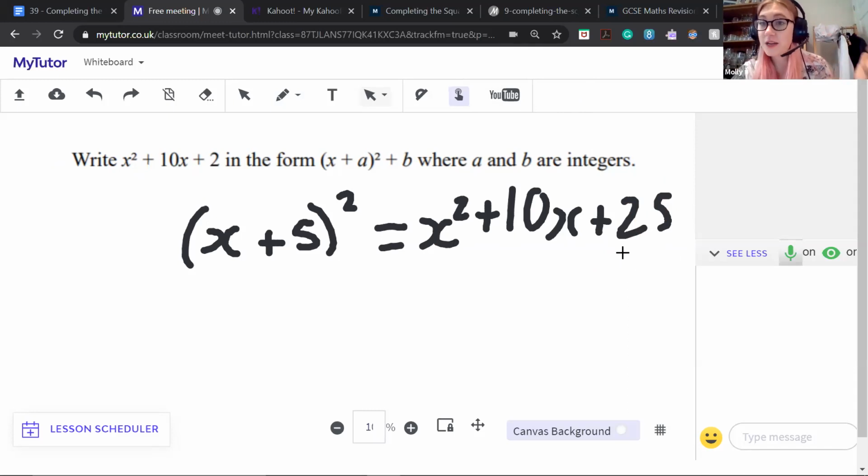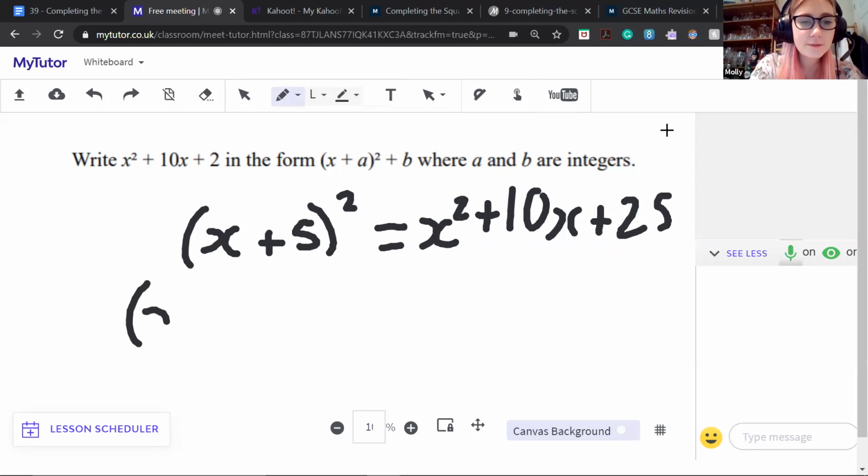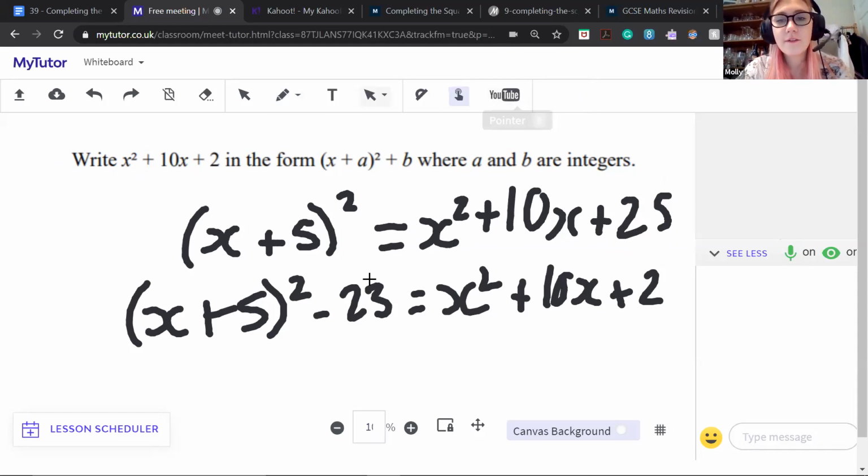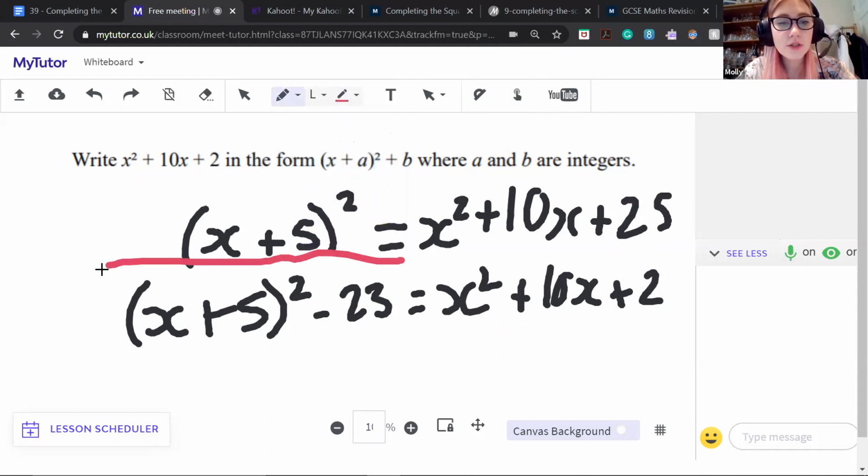And how do we get from 25 to 2? Well, we subtract 23. So let's do that. Subtract 23 from both sides. So here we subtract 23. And here when we subtract 23, it gives us that 2 that we wanted. Now look at this. That x squared plus 10x plus 2 is exactly what we wanted. And this is equivalent to it and in the right form. So this must be our answer.